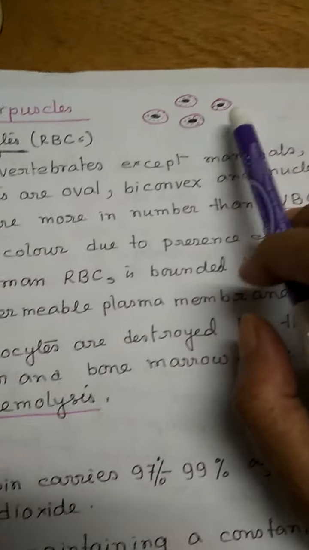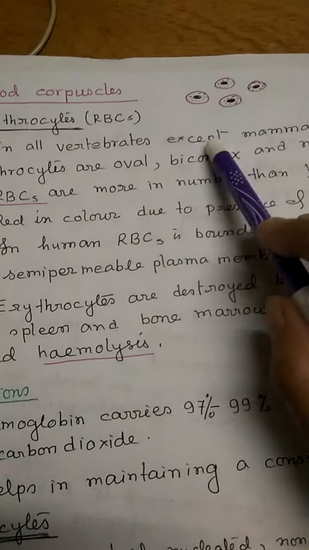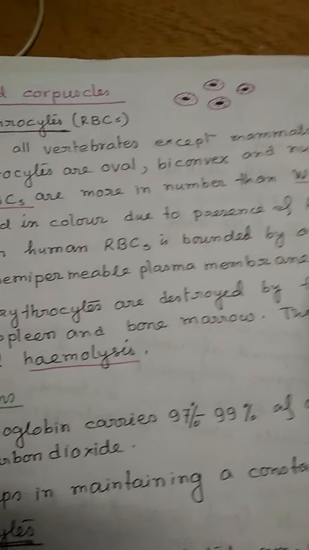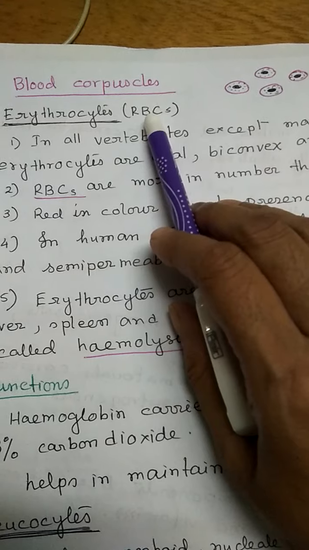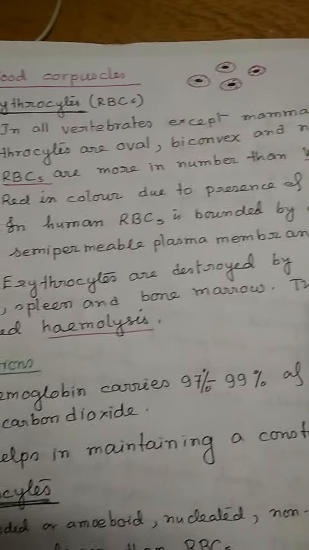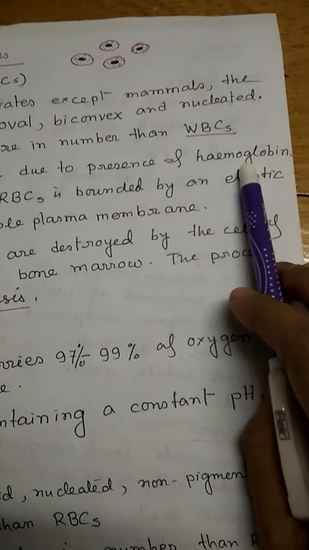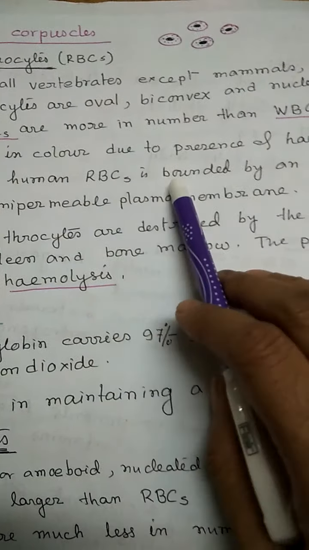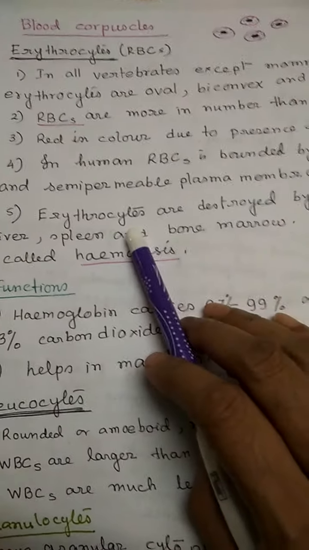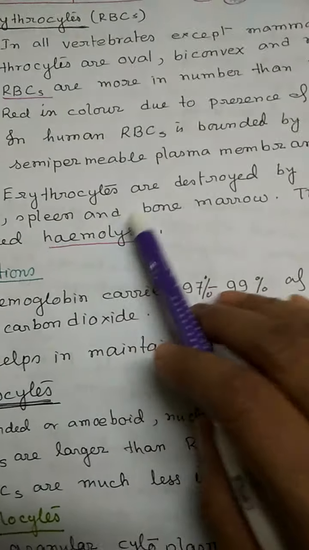Now this is the structure of the erythrocytes. What are the characters of the erythrocytes? In all the vertebrates except mammals, the erythrocytes are oval, biconvex and nucleated. Erythrocytes are also known as RBC, red blood corpuscles. These RBCs are more in number than WBCs. Red in color is due to the presence of hemoglobin. In human, RBC is bounded by an elastic semi-permeable plasma membrane. Erythrocytes are destroyed by the liver, spleen and the bone marrow.